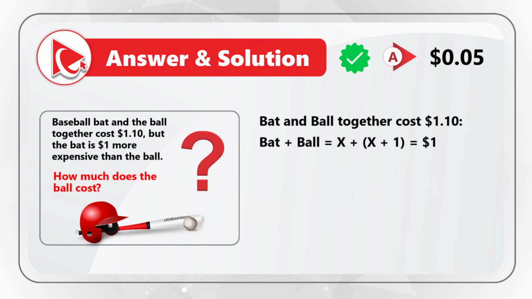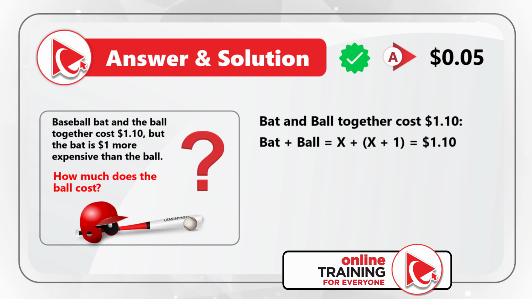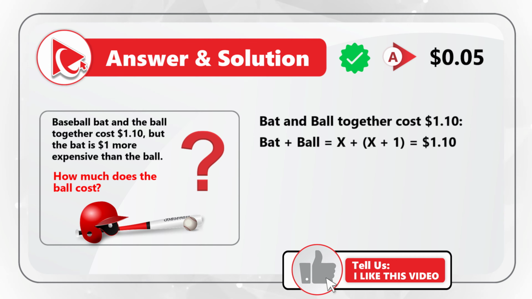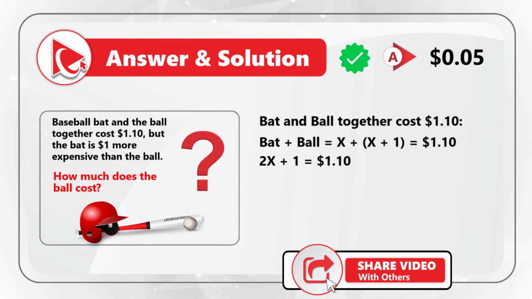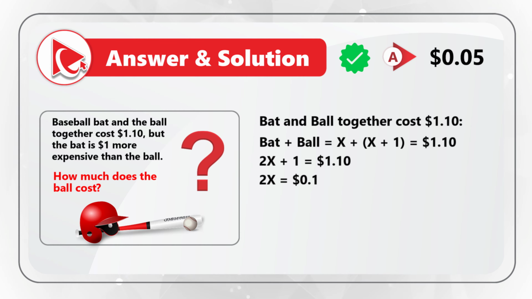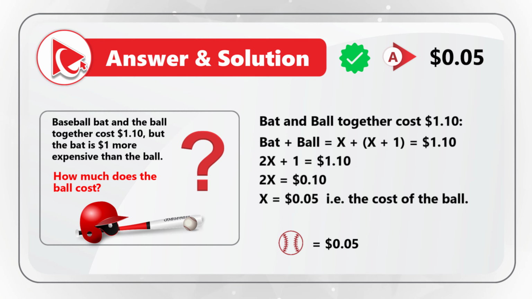Bat plus ball would be equal X plus X plus 1 and would be equal $1.10, which would mean that 2x plus 1 would be equal $1.10. If we simplify, we would find out that 2x equals 10 cents, which basically means 2 balls equal 10 cents, which means that the x equals 5 cents. That tells us that the cost of the ball is 5 cents and the cost of the bat is $1.05.